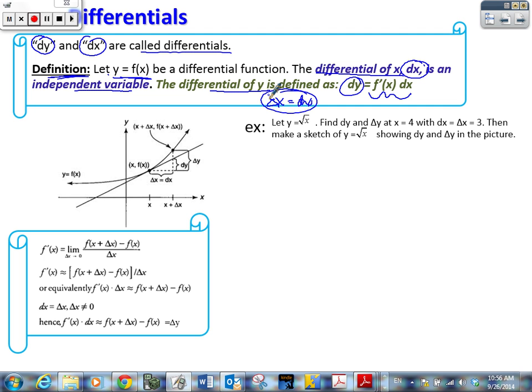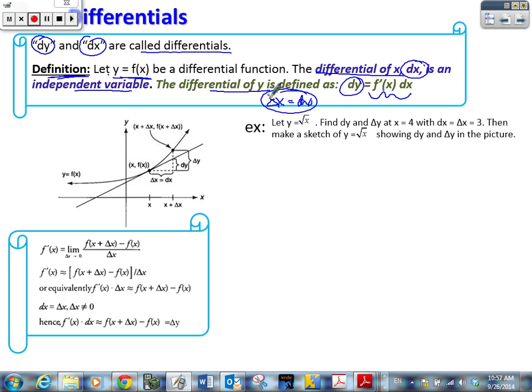Do they have to be equal? No. But for our purposes, when we're talking about differentials and we're doing anything with differentials, we're going to make them equal. In the other maths, they may not want them to be equal, but that's not our concern. We're going to make them equal. So delta x is going to equal dx for us.